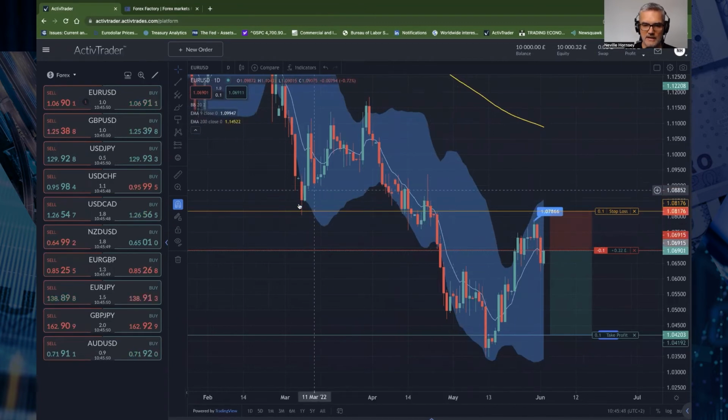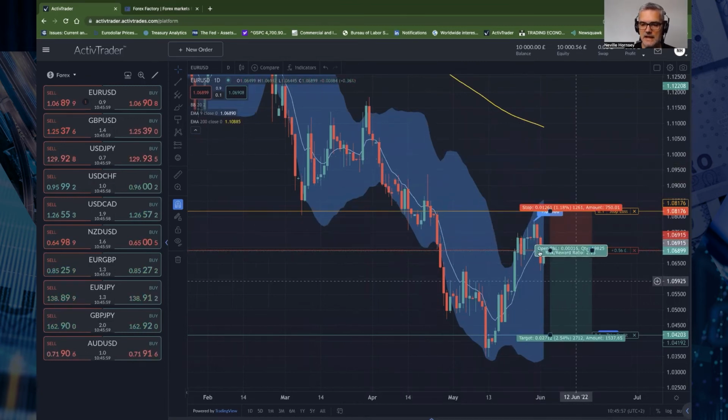We're looking to the left. We had this area of support now acting as resistance. We had this swing high here. We had the setup. We're obviously in a downtrend, so we're looking for this to continue going lower.